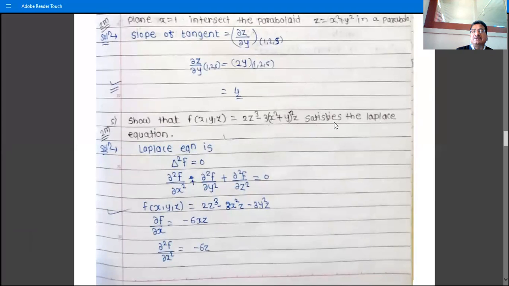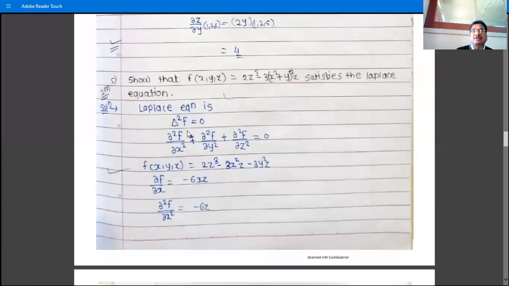Show that this equation satisfies the Laplace equation. So what is the Laplace equation? Del square f is equal to 0. That is, ∂²f/∂x² plus ∂²f/∂y² plus ∂²f/∂z² is equal to 0. This is called the Laplace equation, and we have to show that this function satisfies the Laplace equation.